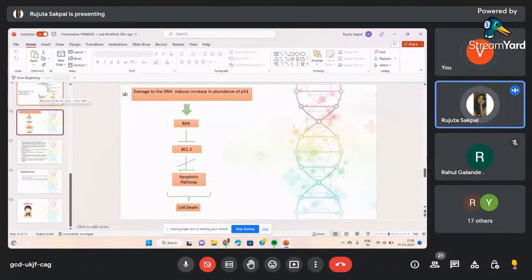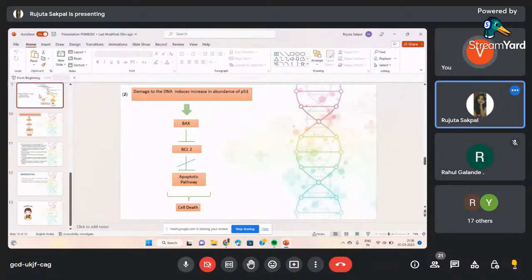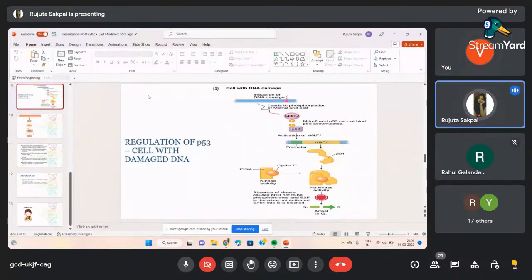Which is the major tumor suppressor gene? P53. Yes. 50%.